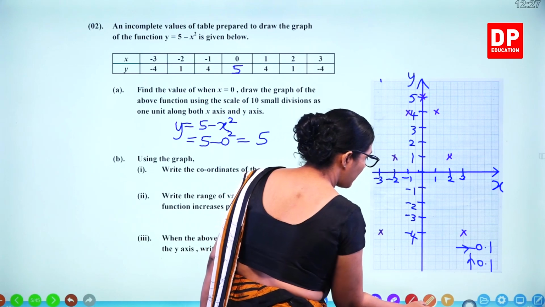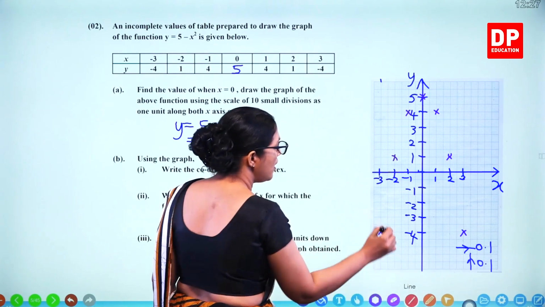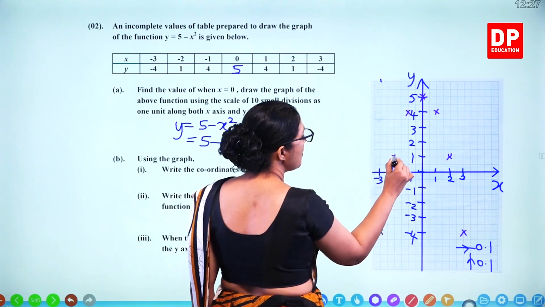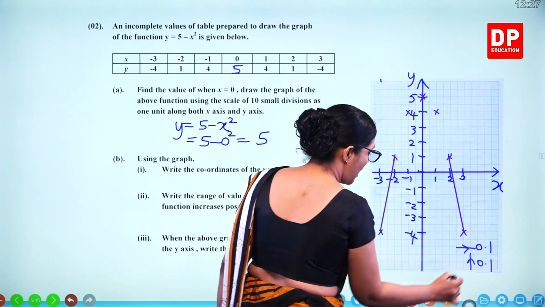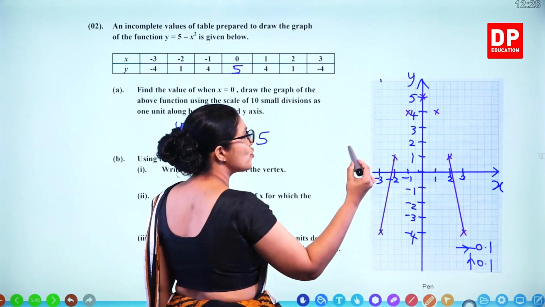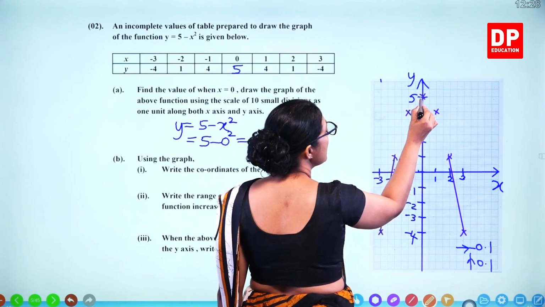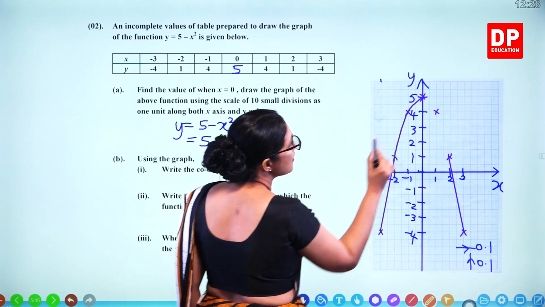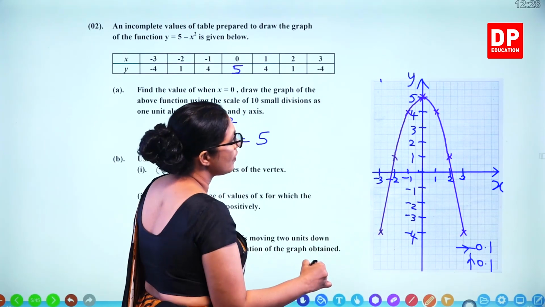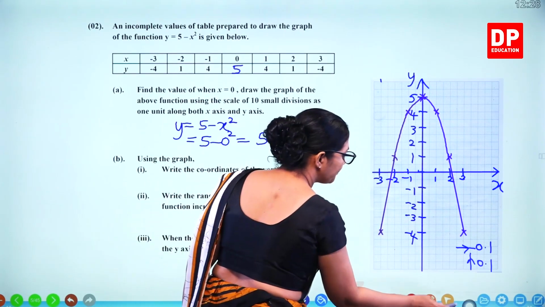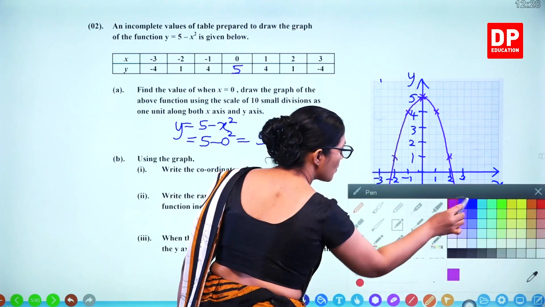Now you can connect the points. So only the edges, the corner points, I can mark with the ruler, and the other points I have to smoothly connect. I'll start from here and try to connect this one and here. This is the graph. Now we'll try to answer the questions.